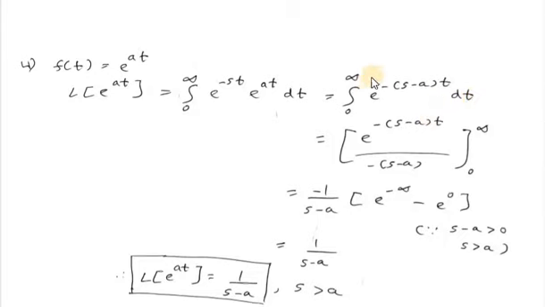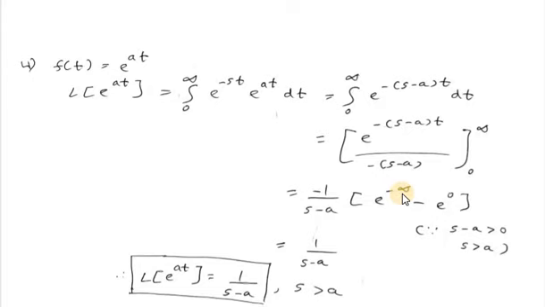Now we will find the integration of e raised to minus of (s minus a) t with respect to t, and that will be e raised to minus of (s minus a) t divided by the multiplier of t, that is minus of (s minus a), and the limit is from 0 to infinity. Now minus 1 over s minus a as it is, and for the upper limit it will become e raised to minus infinity, because s minus a is greater than 0, so s is greater than a, so s minus a is positive, and positive into infinity will become infinity, and with the negative sign it will become e raised to negative infinity.